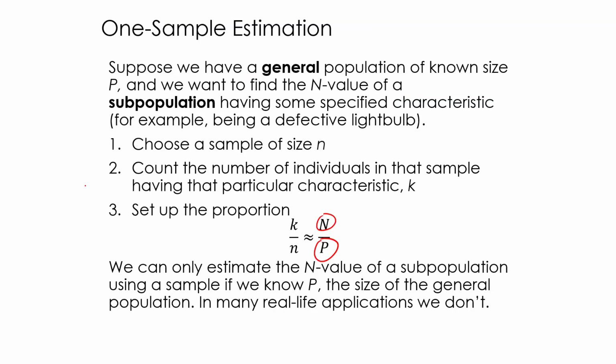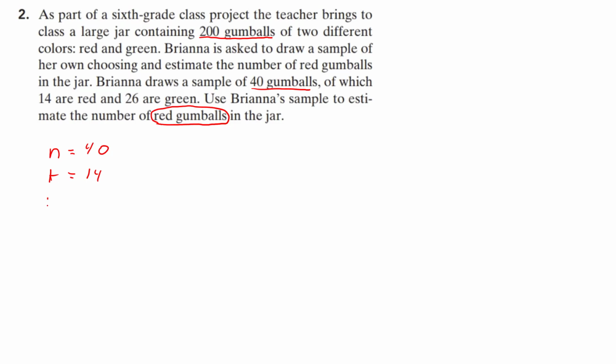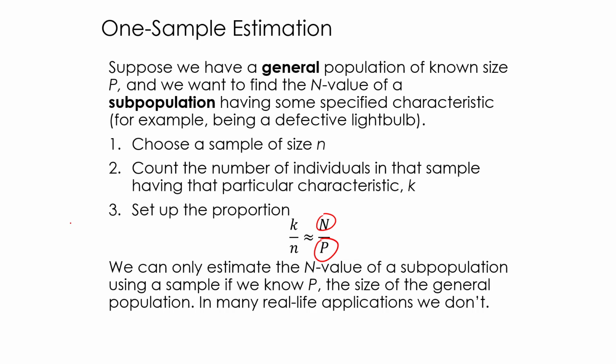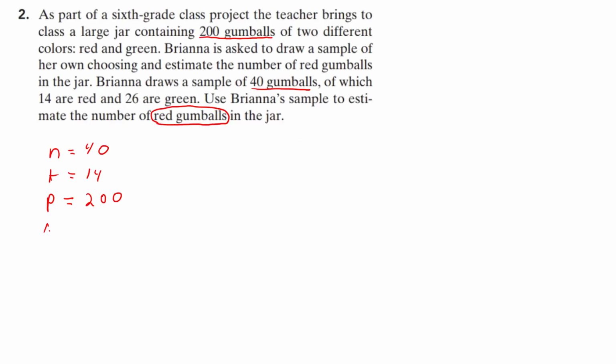And then capital P is the size of the general population. As part of a 6th grade class project, the teacher brings to class a large jar containing 200 gumballs. So capital P is 200. And then what we don't know is the size of the subpopulation. The subpopulation is the number of red gumballs. N is what we don't know.